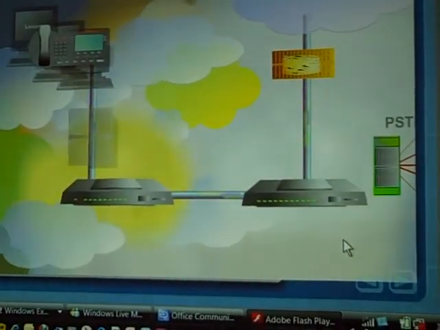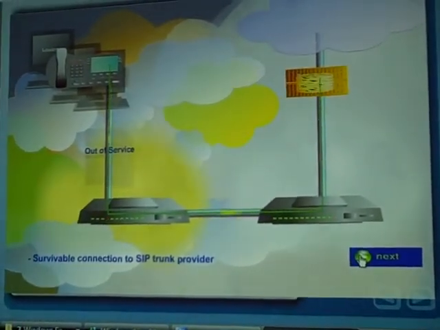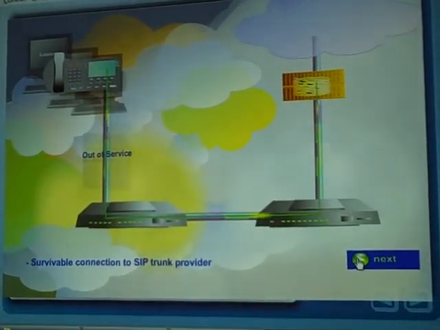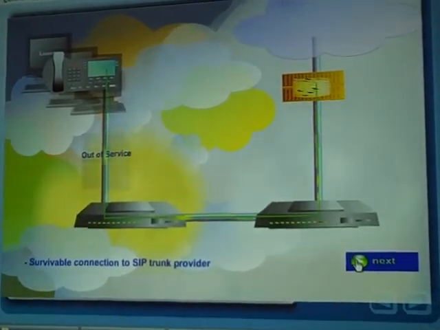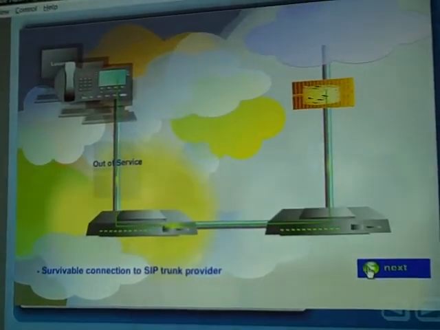The next one might be that, let's say that all of a sudden the PBX went out of service, or we had a cable cut, or for whatever reason, the media gateway can provide an alternative route to the SIP trunking provider so that the users are not faced with downtime.